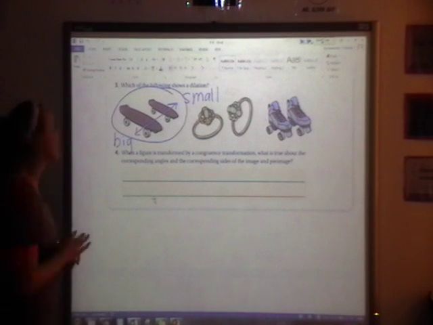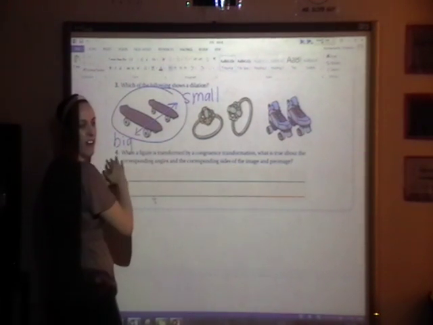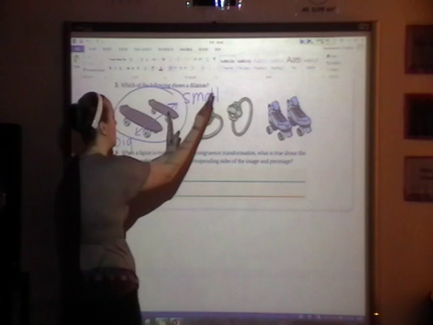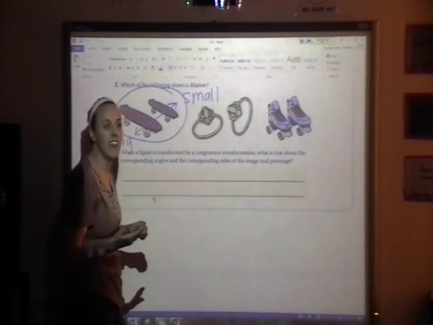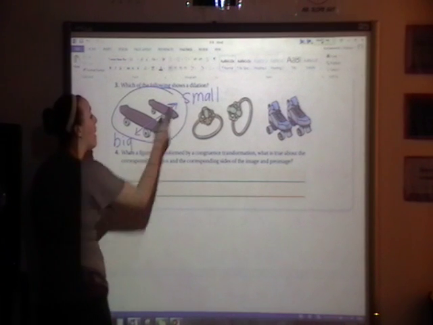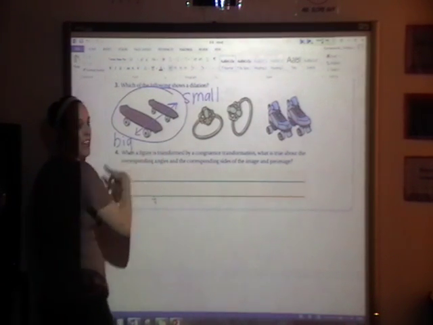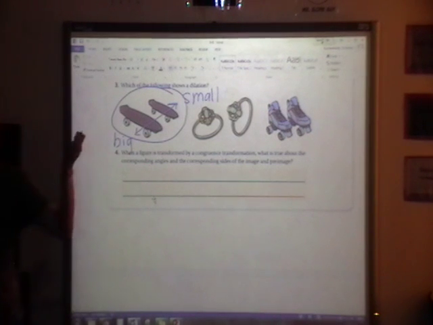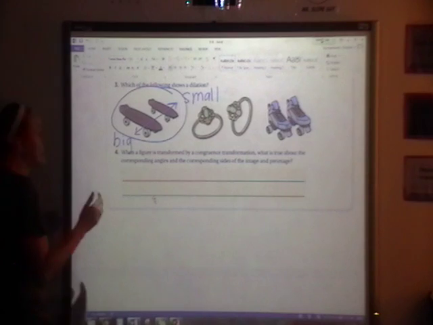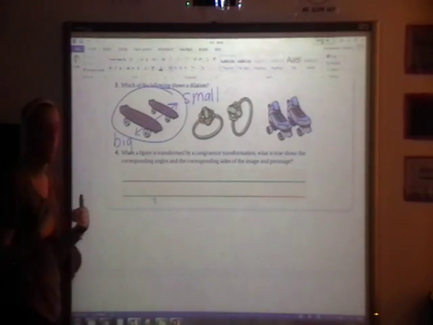If you read the other way, that's what I was saying. Wait, are you talking about reading it? Yeah. Oh, then you read right to left. Okay, so it would be that way. Small to big. So, regardless, it's the same. It just depends upon the direction that you are going. No. A dilation is going from big to small or small to big.